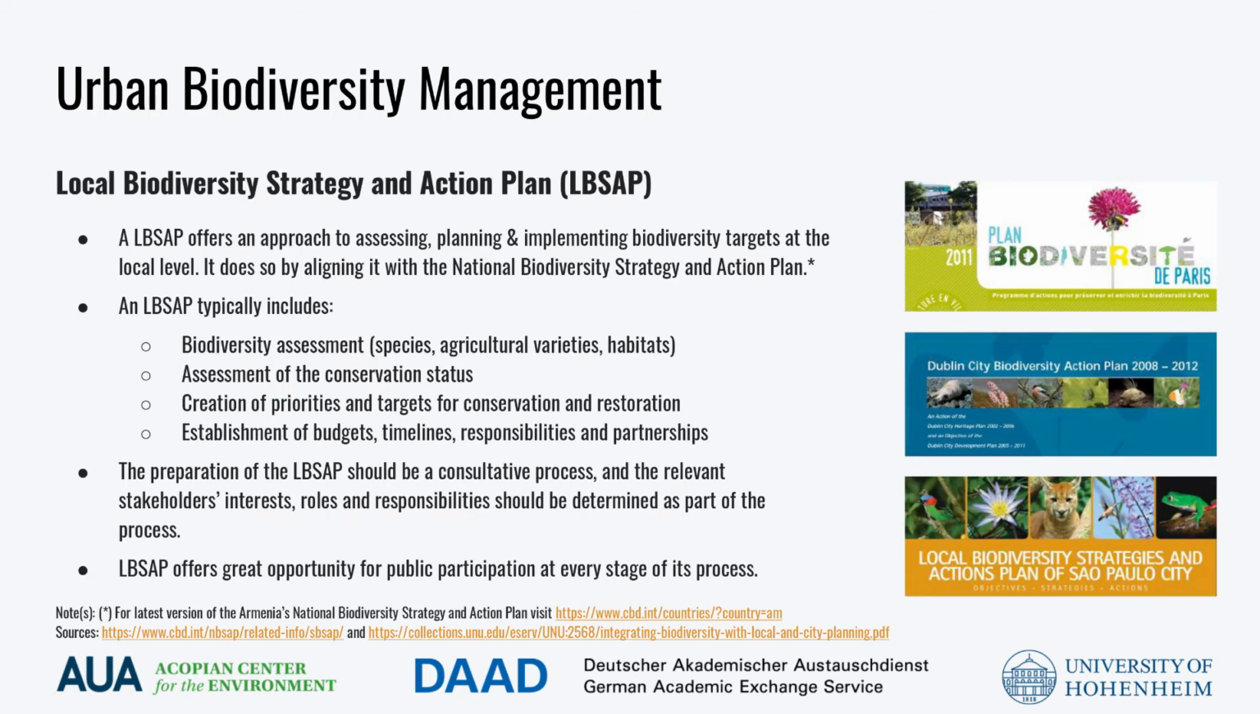Local Biodiversity Strategy and Action Plan is a guiding strategy complemented by specific actions and adopted by local governments to achieve optimal and realistic governance and management of biodiversity and ecosystem services. An LBSAP typically includes a biodiversity assessment, including species and habitats count and distribution, their conservation status, priorities and targets, and finally budgets, timelines, and responsibilities.